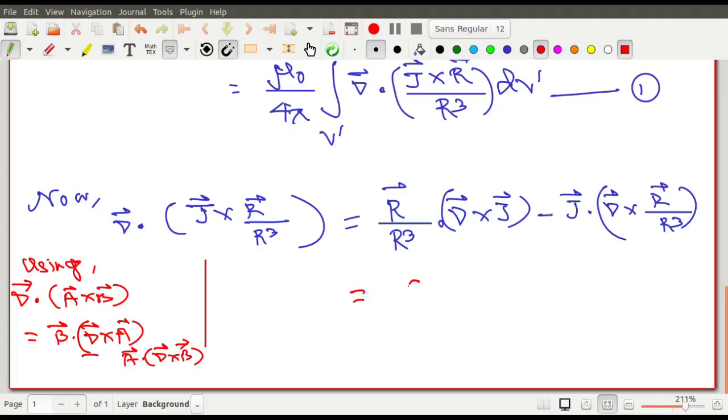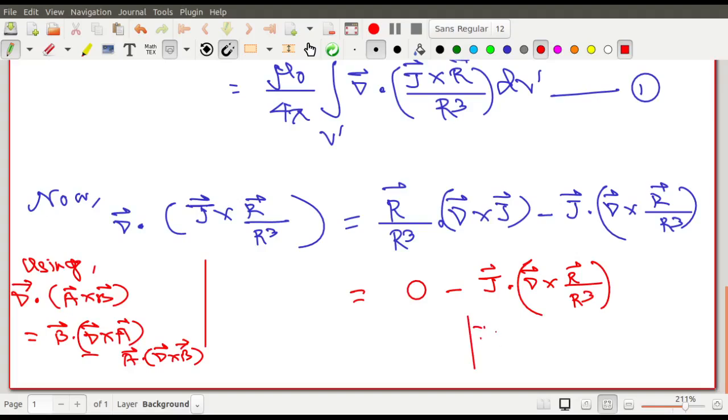Now this part comes out to be 0. Why? You have to say why this will be 0. Can you understand why this is 0? If you have understood very well, if you don't understand then please wait. J dot curl of R vector by R. Why did this become 0? This is 0.